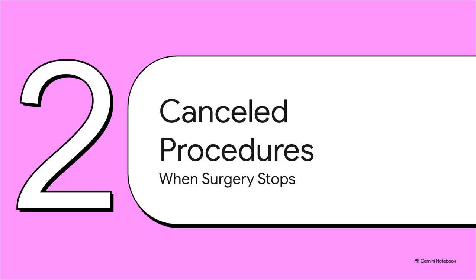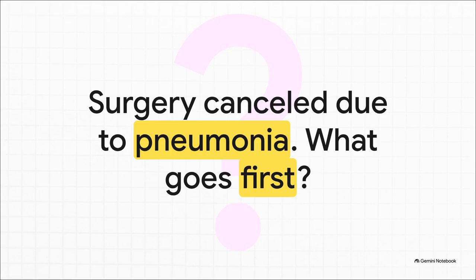Moving on to trap 2, canceled procedure sequencing, when surgery stops. This happens all the time, both in the real world and on your certification exams. A patient is all prepped for surgery, but then a sudden complication forces a complete cancellation. Let's test your active recall with a quick clinical scenario. Imagine a patient is admitted for a knee replacement due to osteoarthritis. But right before surgery, their blood pressure spikes. They're diagnosed with acute hypertension, and the surgery is called off.